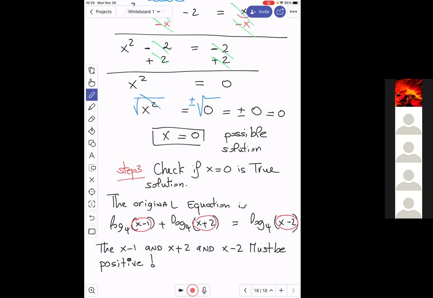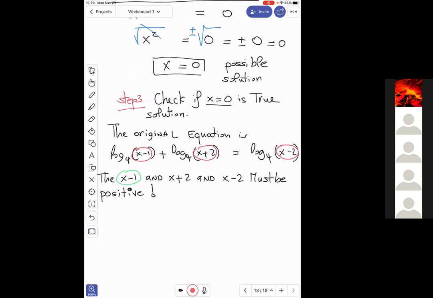Okay. Now, our solution is x equal to 0. So if my x is 0, the question is: is x minus 1 positive if x is 0? Well, if x is 0, then 0 minus 1 would be -1. That's not positive, right? It's negative. So then we have to reject this solution, x equal to 0.